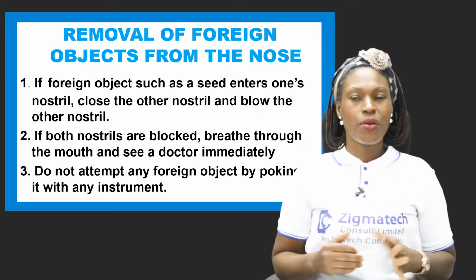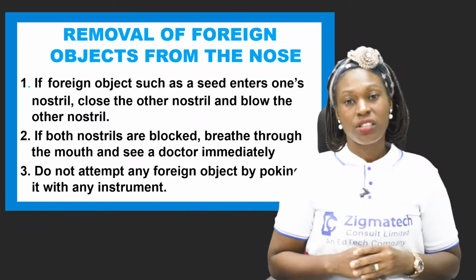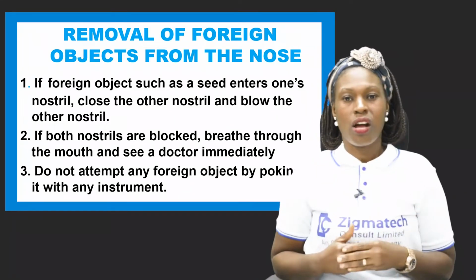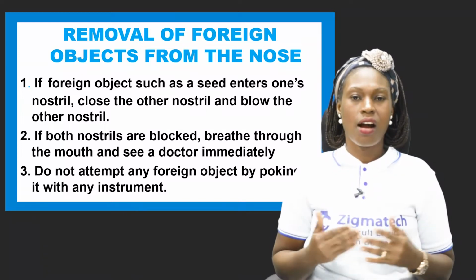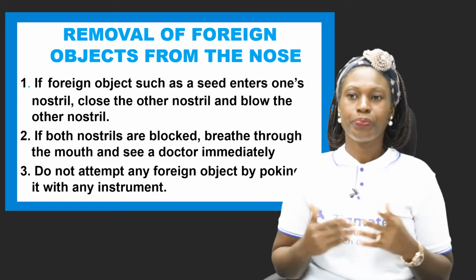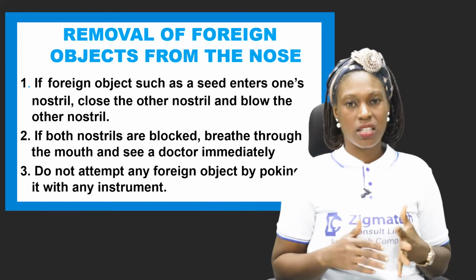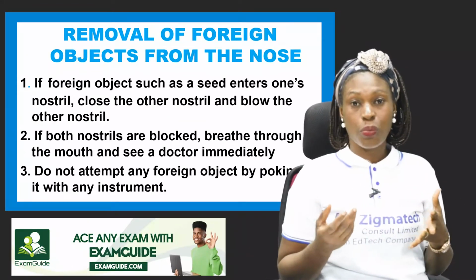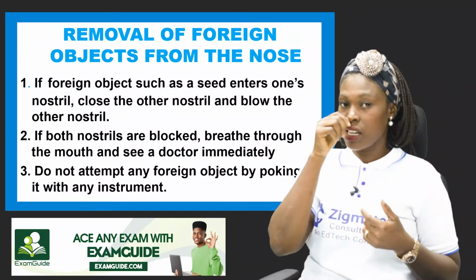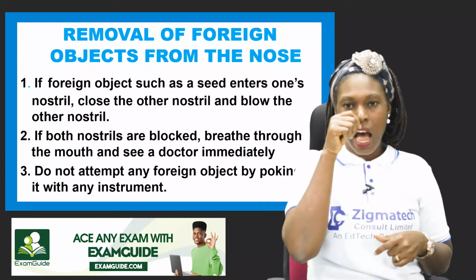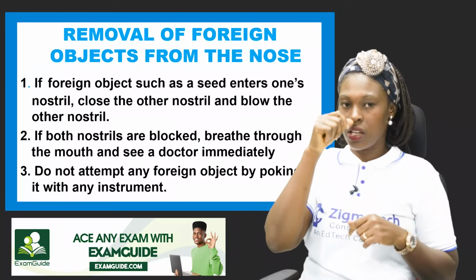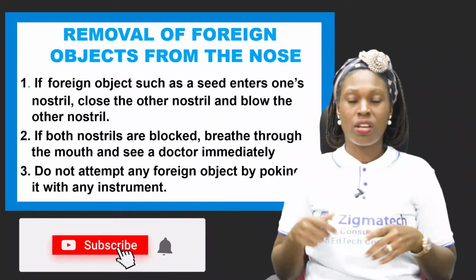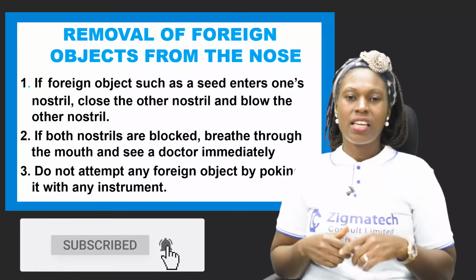Now, removal of foreign objects from the nose, just in case around you, or maybe it's you. What would you do if there are foreign objects in your nose? Let's say, for instance, a seed-like thing goes into your nose. What you can actually do at that point is to close one of the nostrils and then blow it out with the other nostril. So you just put one hand there and then blow vigorously to get whatever it is out of the nose.